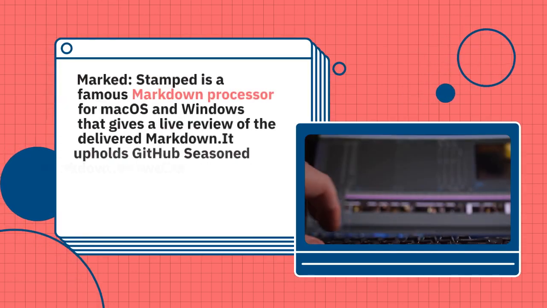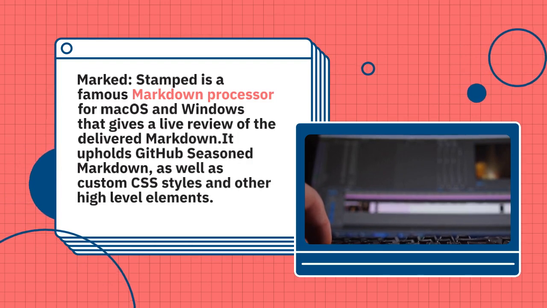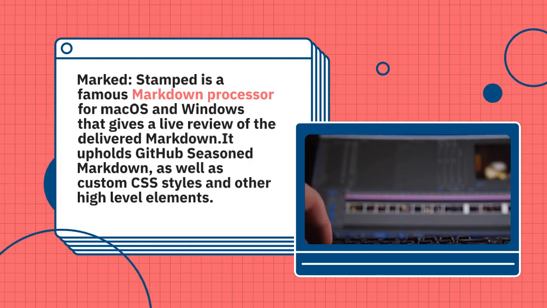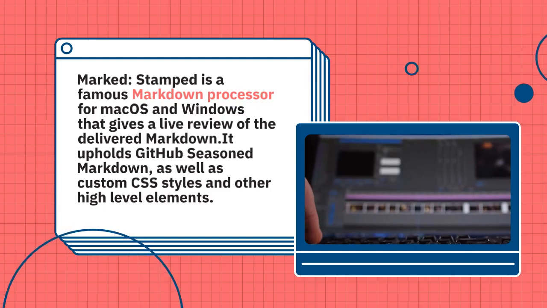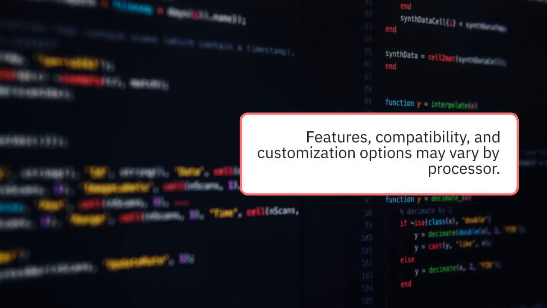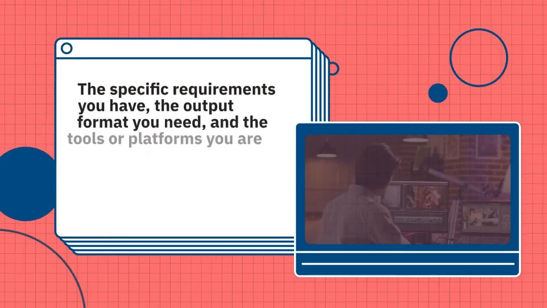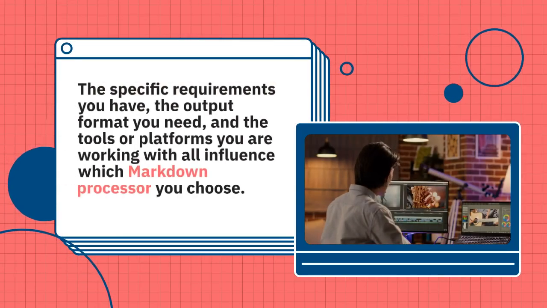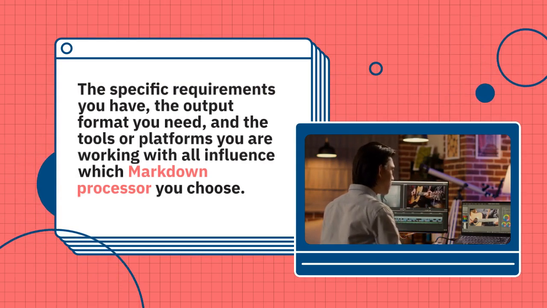Marked. Marked is a famous Markdown processor for macOS and Windows that gives a live preview of the rendered Markdown. It supports GitHub Flavored Markdown, as well as custom CSS styles and other advanced features. Features, compatibility, and customization options may vary by processor. The specific requirements you have, the output format you need, and the tools or platforms you are working with all influence which Markdown processor you choose.